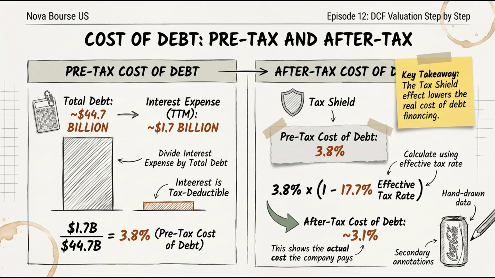However, interest expense is tax-deductible. With an effective tax rate of 17.7%, we multiply 3.5% by 1 minus 0.177 to get an after-tax cost of debt of approximately 2.87%. This tax shield is the primary reason why companies choose to use debt financing even when they have access to equity.